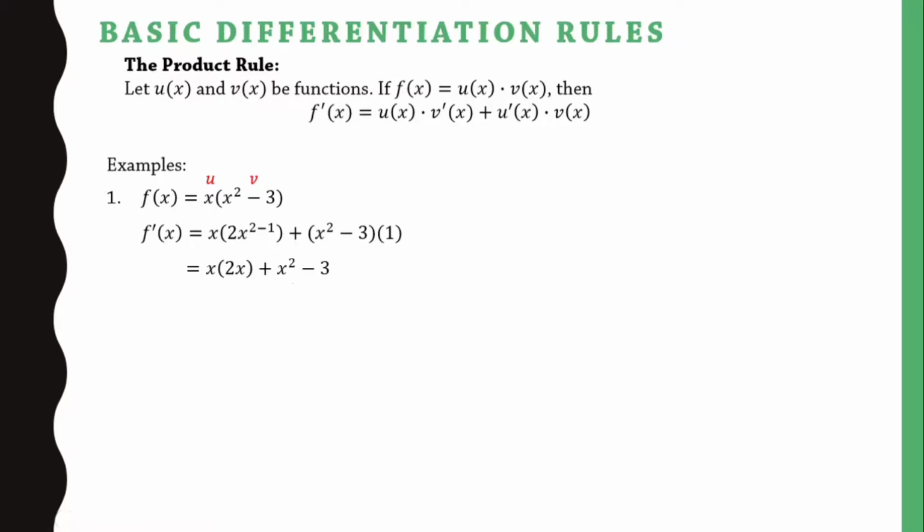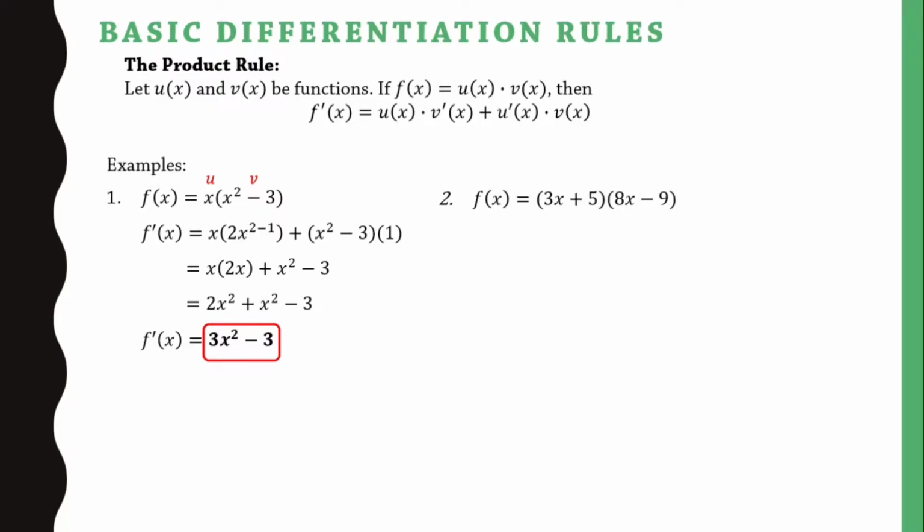So simplify. x times 2x is 2x squared plus copy x squared minus 3. Then simplify. 2x squared plus x squared will give you 3x squared, then minus 3. So, the derivative of our given function is 3x squared minus 3.